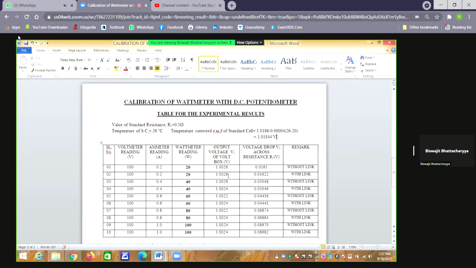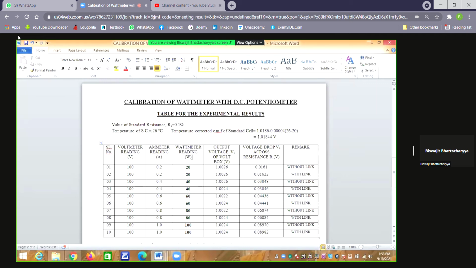Then our output voltage V1 in the potentiometer: the galvanometer shows a null when the potentiometer slide shows 1.0026 volt. We multiply it by 100 later to get the actual pressure coil voltage. Then we measure V2. That is the voltage in the current coil circuit across R1, 0.1 ohm. Now if we divide it by 0.1, we'll get the current coil current. Then these two will be multiplied.